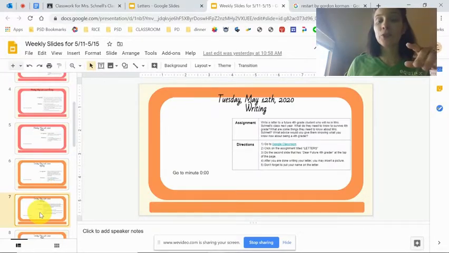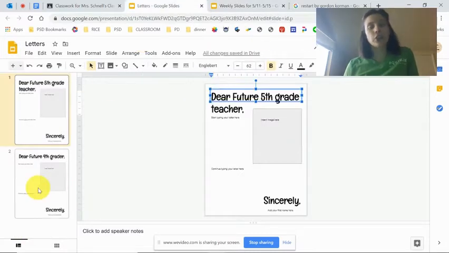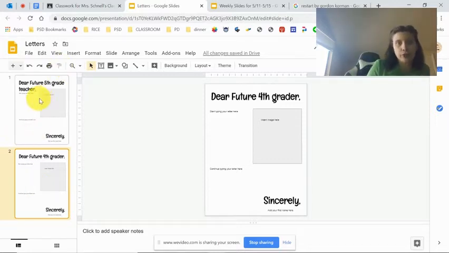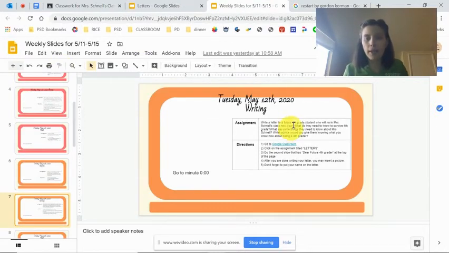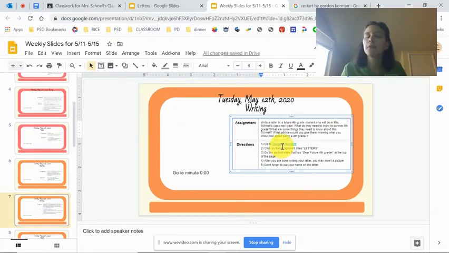Now for writing on Tuesday, you're going to write another letter, but this letter is to the future 4th graders of Mrs. Schnell's class. And it's a very similar layout to your future 5th grade teacher letter, as you can see. But some of the things I want you to focus on is, what do the 4th graders that are coming into my class need to know to survive 4th grade?